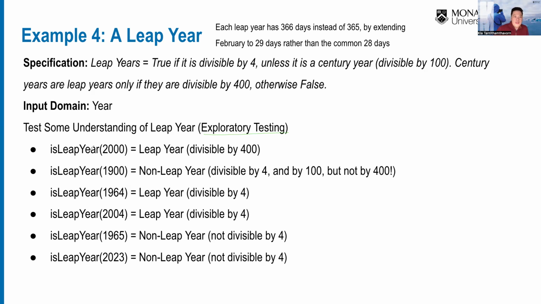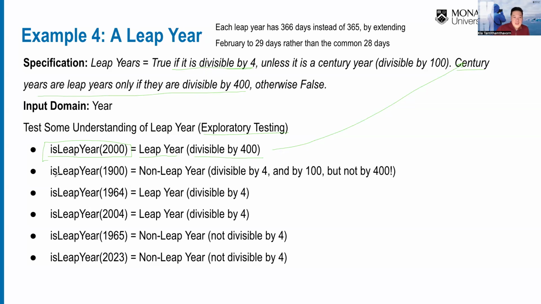Test your thinking. If we think about whether 2000 is a leap year or not, this one is considered a leap year because it is divisible by 400. Leap year returns true if it is divisible by 4, otherwise it's not a leap year. But if it is a century year, they are leap years only if they are divisible by 400. So that's why this one falls into this sentence here.